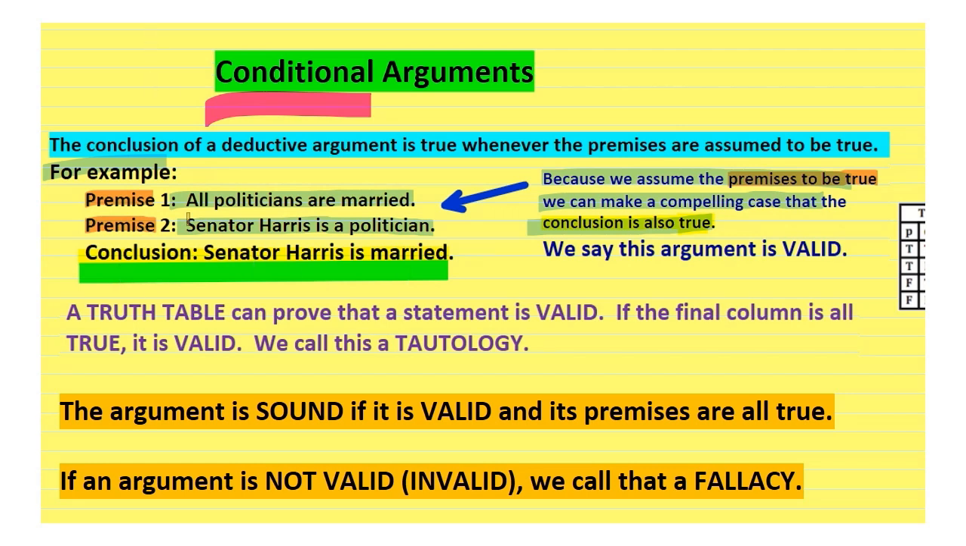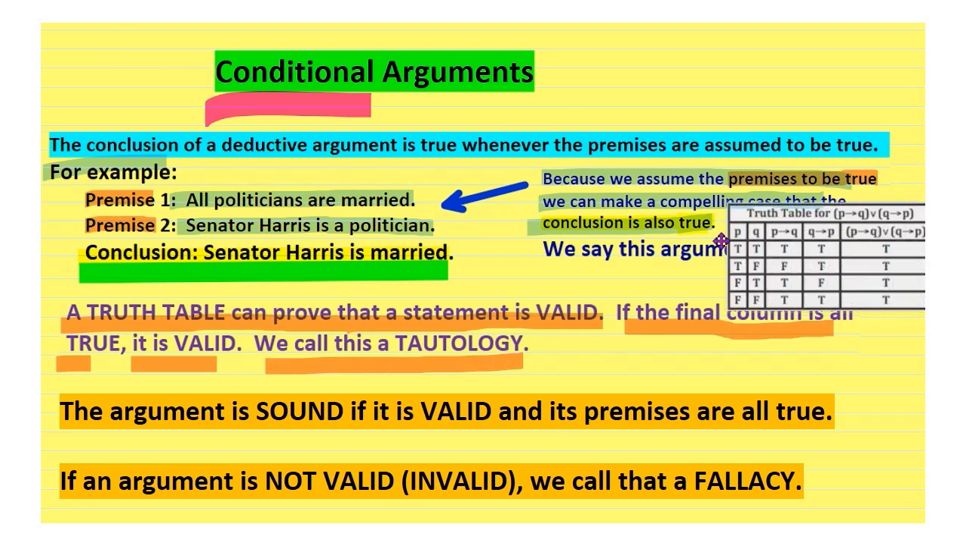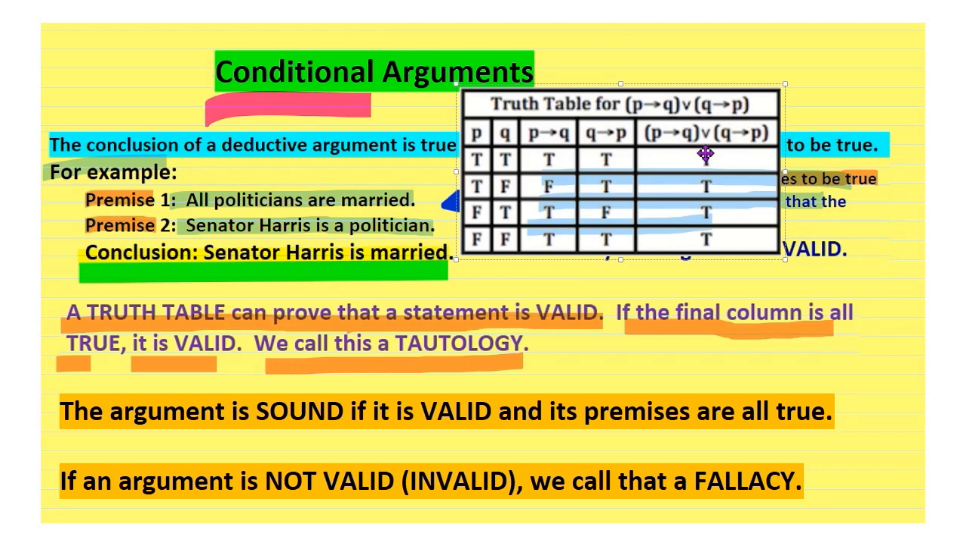Some basic information that we need to keep in our head is that a truth table also can prove that a statement is valid. If the final column of a truth table is all true, then it is valid, and we call this a tautology. Here is an example of a truth table where you can see that the final column is all true, true, true, true, true, and that is what we call a tautology. And that would mean that this statement right here is valid.